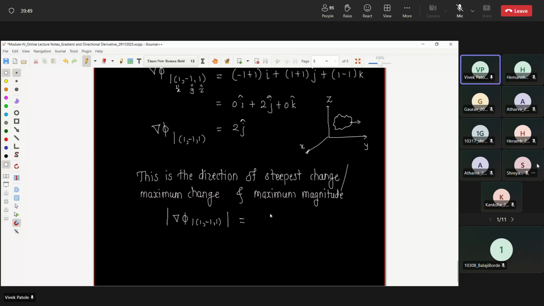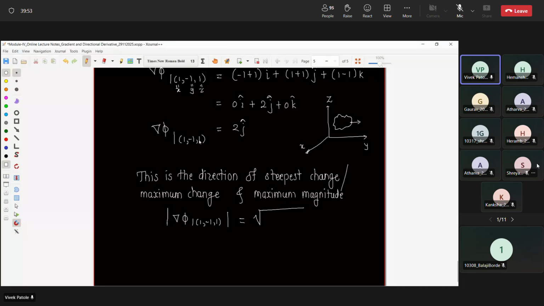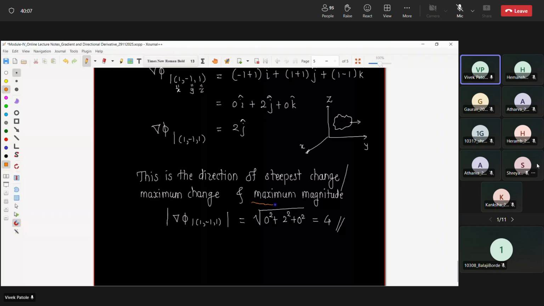which is equal to what? Square root of, being a vector, del phi is a vector, so the modulus will be 0 square plus 2 square plus 0 square, which is equal to 4. So this will be the maximum magnitude. Likewise, we are going to evaluate it. Maximum magnitude of that steepest change is 4.